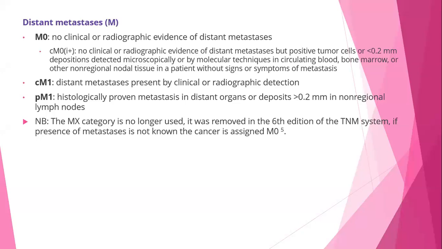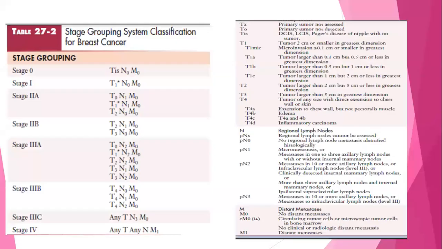And MX category is no longer used. This was removed in the revised classification, the latest. So if the presence of metastasis is not known, the cancer is still assigned M0.